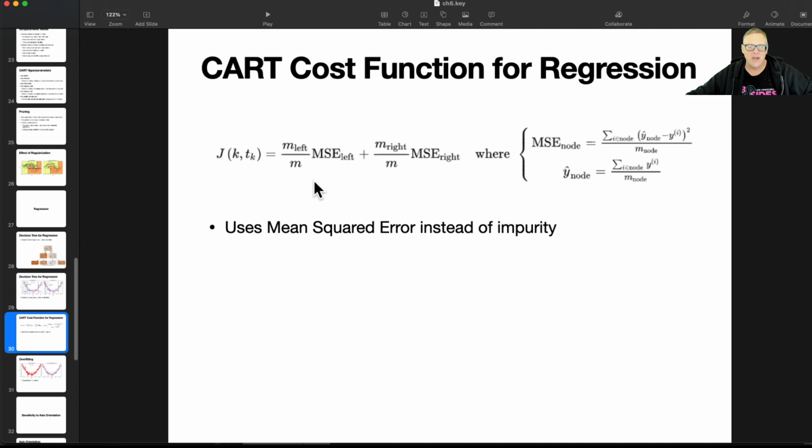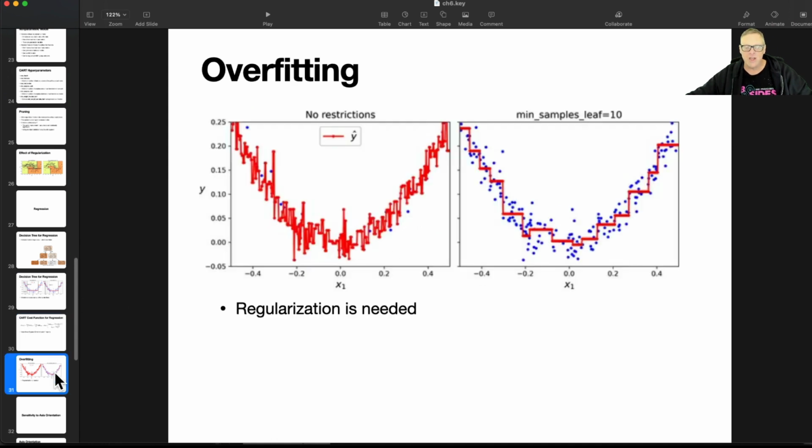So here's the cost function. You take the mean squared error, weight it by the left and right as we did before, and mean squared error is just the distance for every sample between the value of the feature and the predicted value of the feature squared, just like we said, mean squared error instead of impurity. And so now, if you just let it go with no restrictions, it will overfit and spike up to hit every point. And if you put in a regularization parameter, like you got to have at least 10 samples in the leaf, then you get a reasonable, sort of jerky, but a reasonable following of the curve. Same thing as always, you need regularization to avoid overfitting.